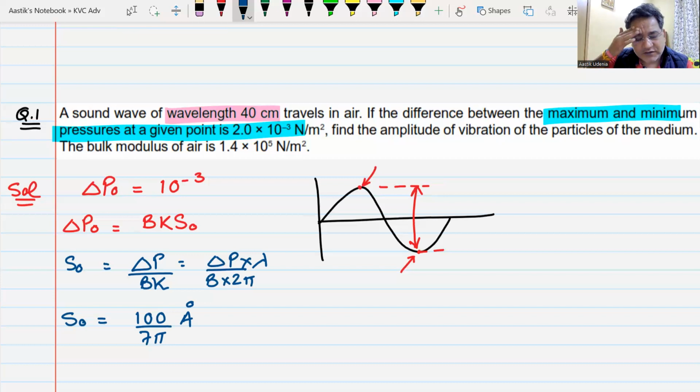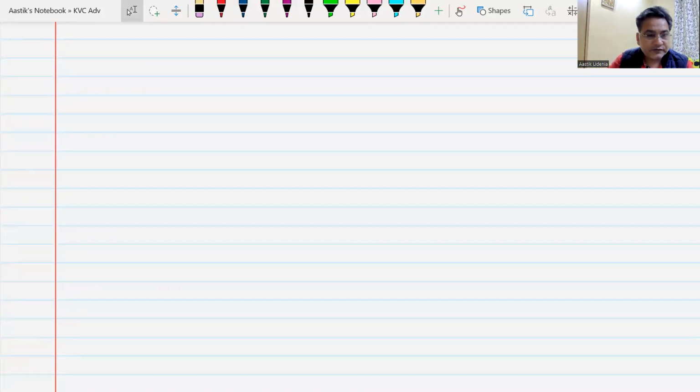Remember what was the speed of transverse wave in a string? Can anyone remind me that? Speed of transverse wave in a string? Anyone remembers it? We have forgotten? No one remembers it?